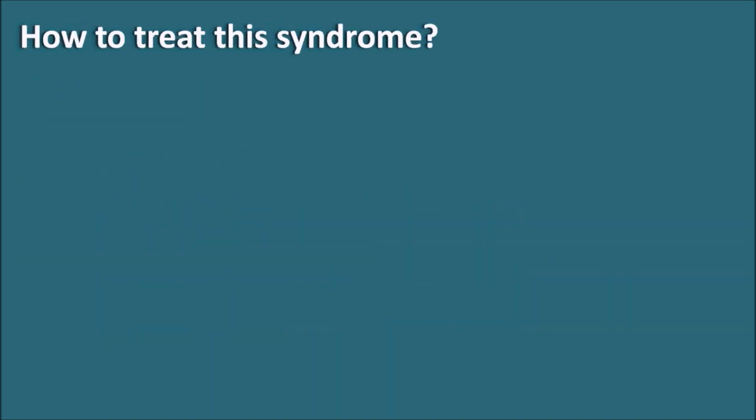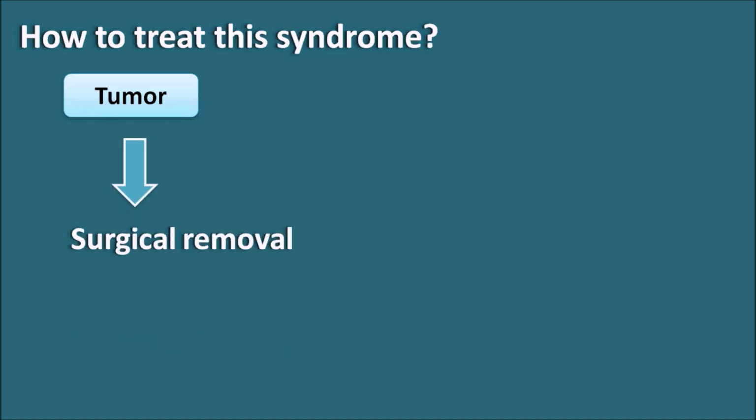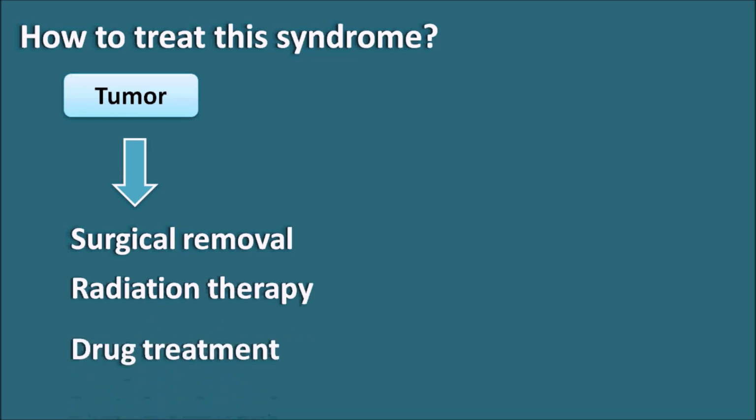How to treat this syndrome? As we have already seen, one of the reasons for Cushing syndrome is a tumor, either pituitary or adrenal, which is non-cancerous and produces either ACTH or excessive cortisol. It can be treated with surgical removal, otherwise radiation therapy. Otherwise, we can also use drug treatment to decrease the cortisol production.